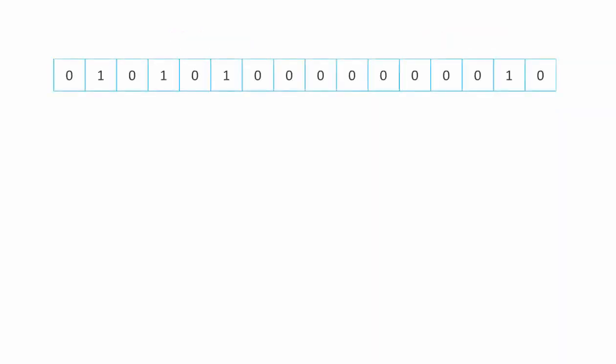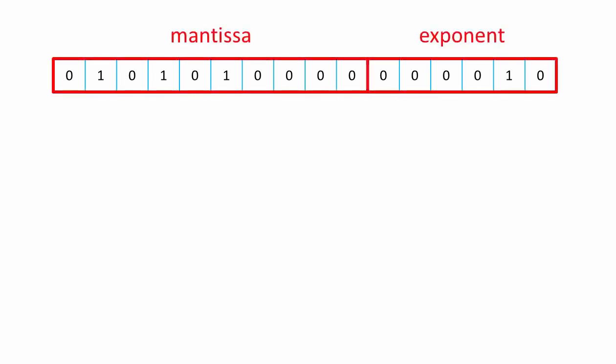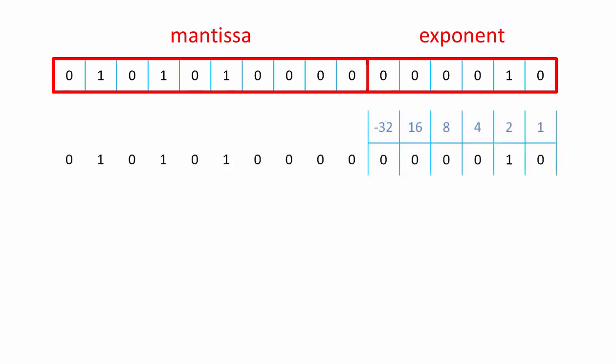Let's see another example. Again, we have a 16-bit register, with 10 bits for the Mantissa and 6 for the exponent. At a glance, you can see it's a positive Mantissa and a positive exponent because they both start with 0. First, work out the value of the exponent in denary. It's positive 2. So we have something times 2 to the power of 2. Remember where the binary point is and float it 2 places to the right.